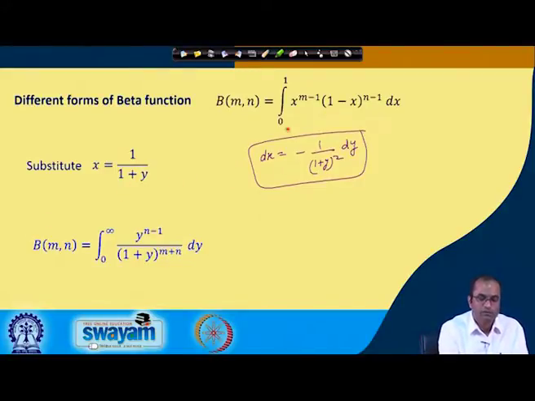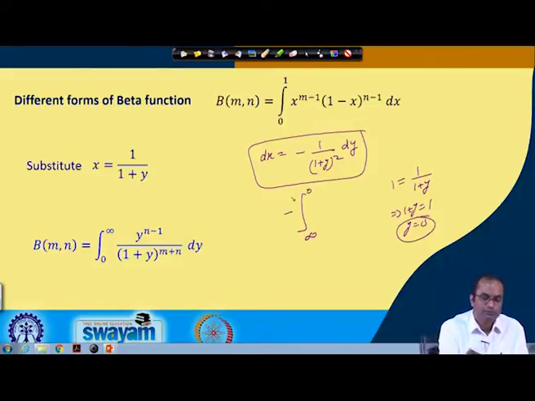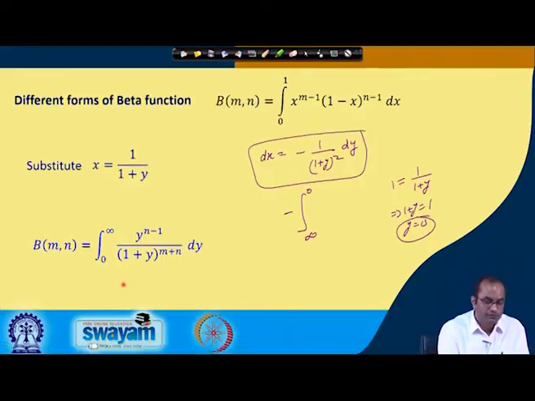So, let us talk about the limit. When x was approaching 0 here, the y is approaching infinity. So, we will get this integral with this minus sign, and this approaching infinity. When x is approaching 1, the y will approach to, so 1 is equal to 1 over 1 plus y, that means 1 plus y is equal to 1. So, y is 0. So, y will approach 0, and then we have this minus sign, which will reverse the limit. So, we have 0 to infinity there.